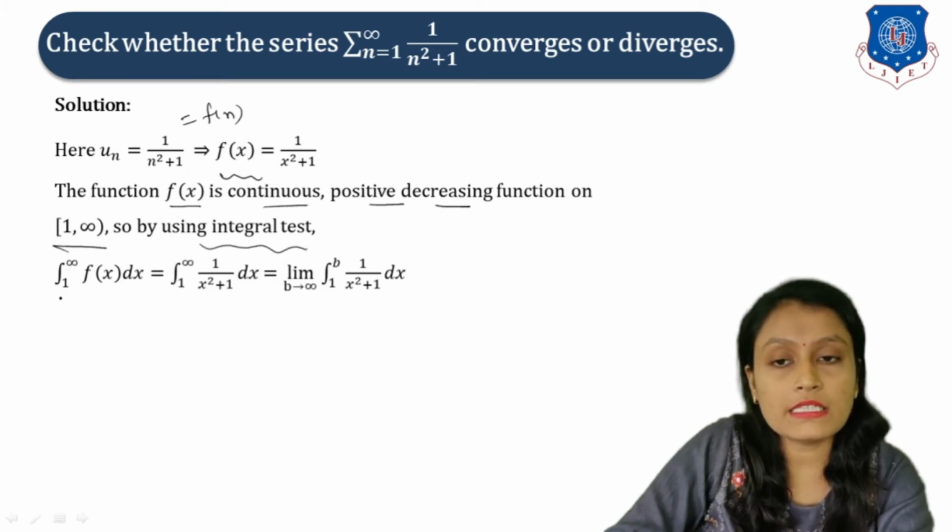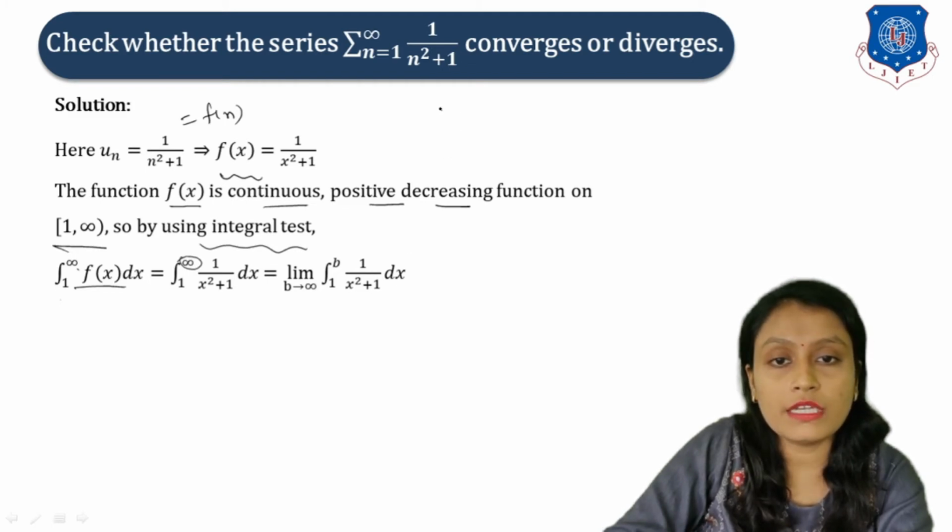Means we have to find this integration from 1 to infinity f(x) dx, that is integration 1 to infinity, f(x) is what? 1 upon x square plus 1. Okay, now this integration is improper, right? So in place of infinity, we will substitute b and apply the limit. So we have limit b tends to infinity, integration 1 to b, 1 upon x square plus 1 dx.